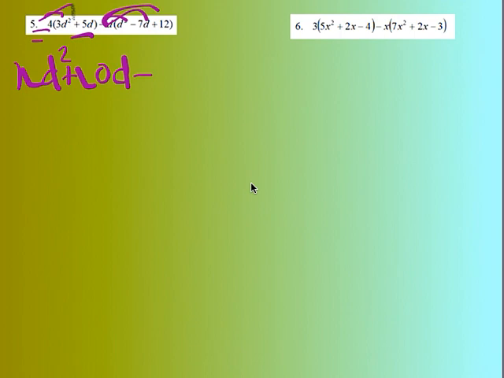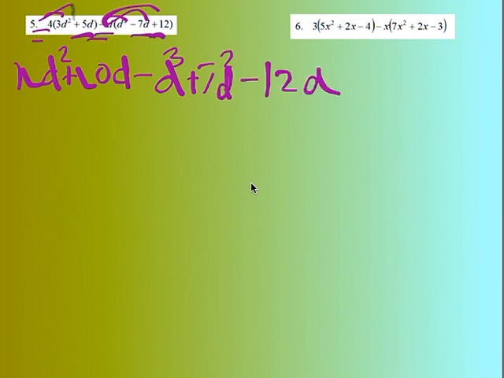So d to the first times d squared, that's going to give me minus d cubed. Negative d times negative 7d. First of all, that's going to become a positive, and then it's going to be d squared. Okay, and then negative d times 12d is going to end up being minus 12d.